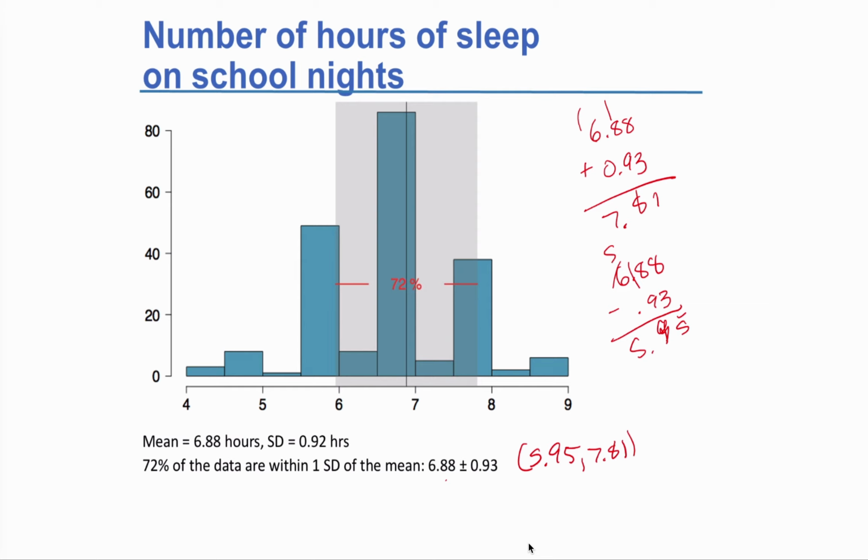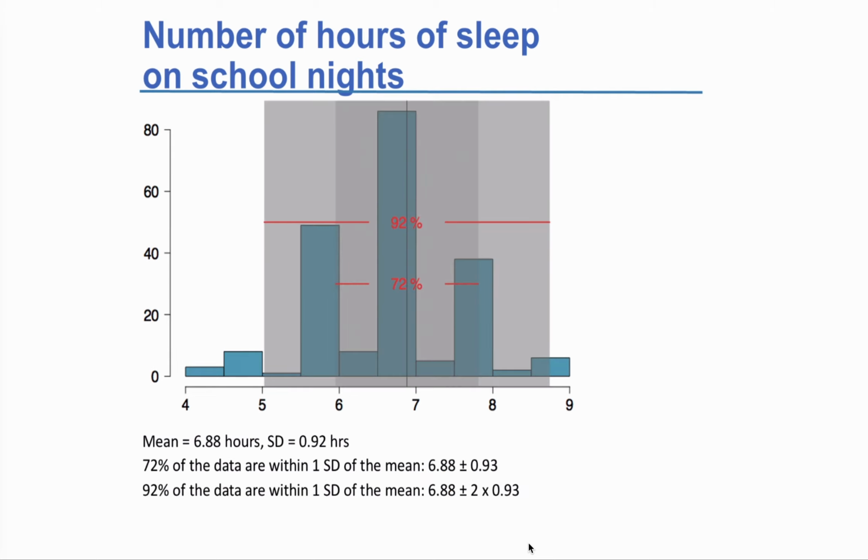And that is taken from the data set. So what they did was they calculated 6.88 plus 1 standard deviation and minus 1 standard deviation, and then looked at the data set to see what percentage of the data fall within there.